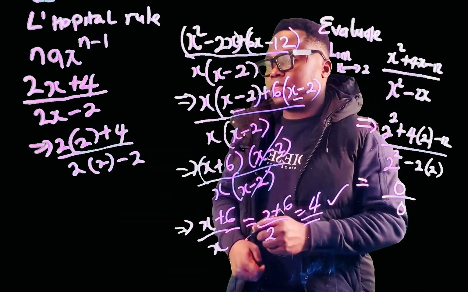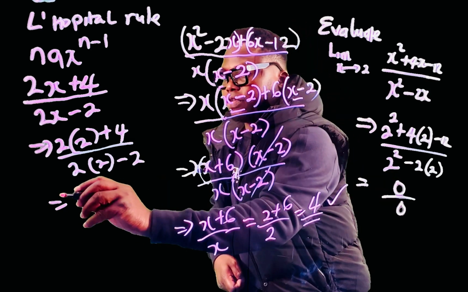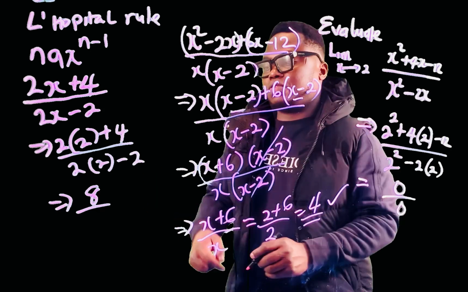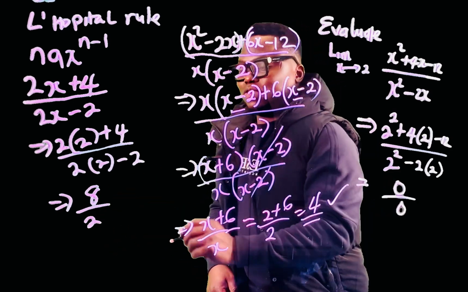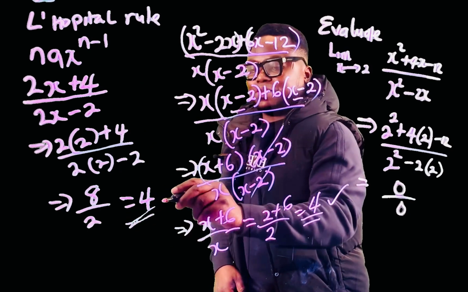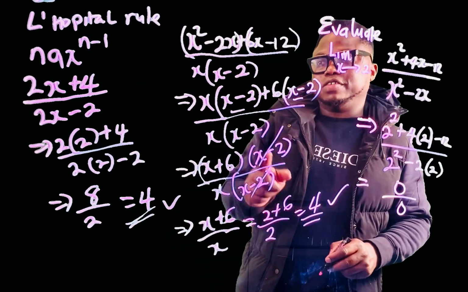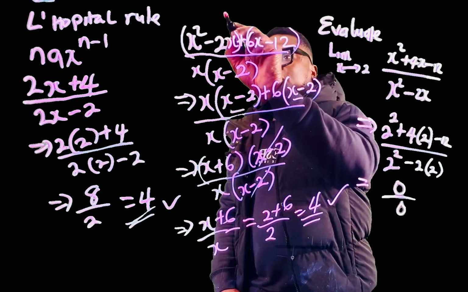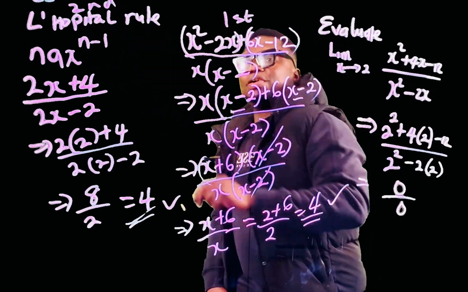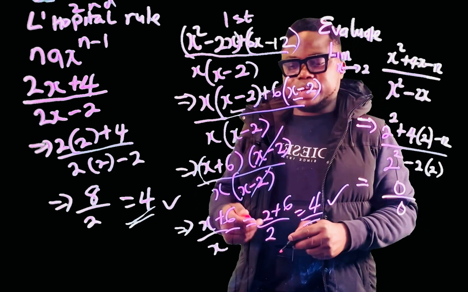So 2 times 2 is going to give me 4. 4 plus 4 is 8, divided by 2 times 2 is 4 minus 2. That's going to give me 2. 8 over 2 is going to give me 4. So this is the L'Hospital rule. Very short and simple. You can see I have 4 here and I have 4 here. The same thing. This is the first method. This is the second method. So whichever way, you're going to get the same answer.